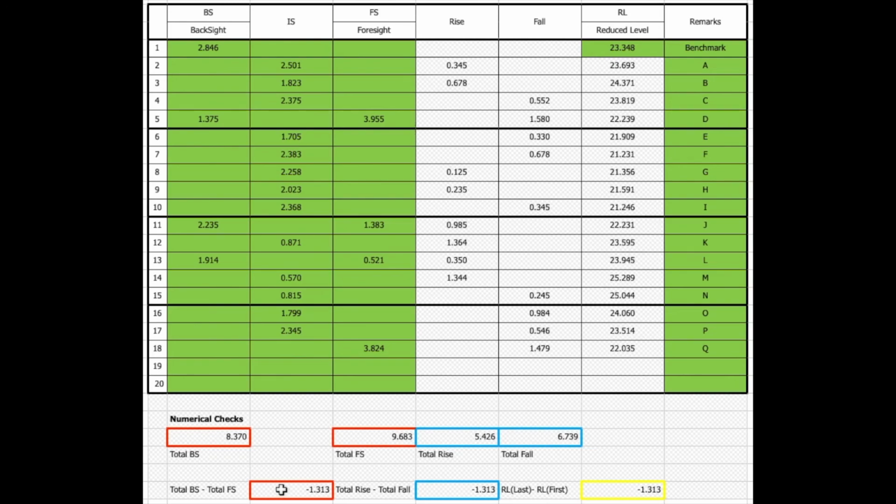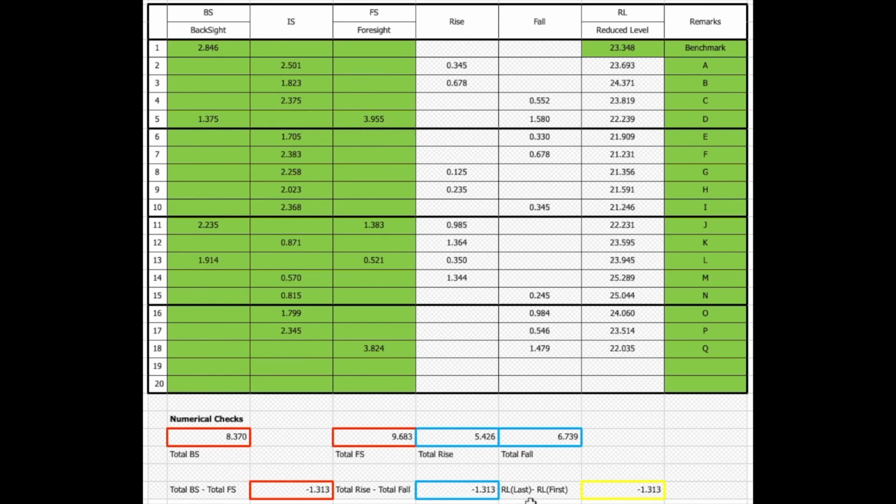The next numerical check is to add up all the rise values, add up all the fall values. Our two totals are given in blue. Work out the difference between the total of the rises and the total of the falls, minus 1.313, and this concurs with the difference from the total backsights and foresights calculation.